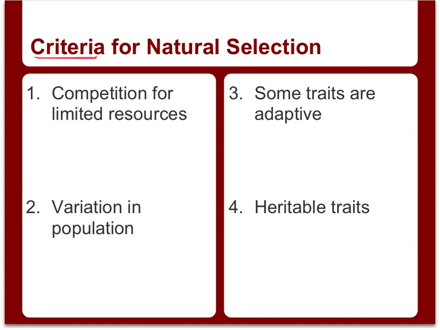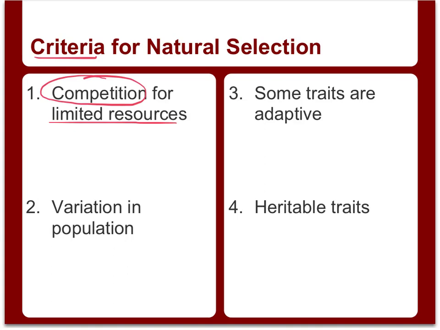The first criterion for natural selection is that there must be limited resources. And with limited resources comes competition for those resources. Now we can imagine if the resources are not limited, then there's not going to be competition because all organisms are able to acquire those resources. And if all organisms can acquire those resources, they'll all be able to survive and reproduce. So competition for limited resources is a criterion for natural selection to occur.